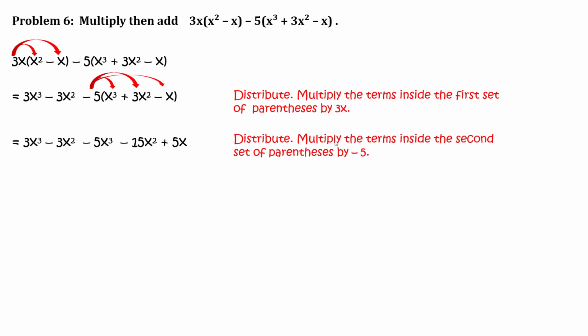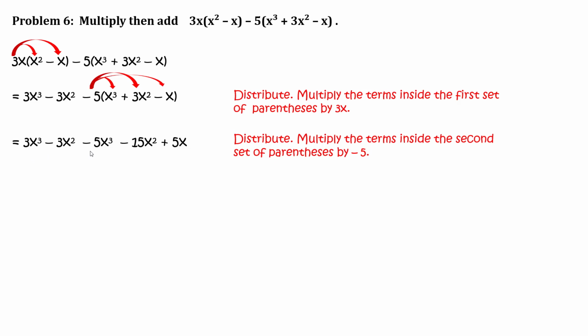I'm going to distribute again, multiply the terms inside the second set of parentheses by negative 5. The negative belongs to the 5. If you just distribute the 5, then you are only making the first term inside the parentheses negative, but not the other terms. We are told to subtract 5 times everything inside the parentheses. So everybody gets multiplied by negative 5. So negative 5 times x cubed is negative 5x cubed. Negative 5 times 3x squared is negative 15x squared. Negative 5 times negative x is positive 5x.